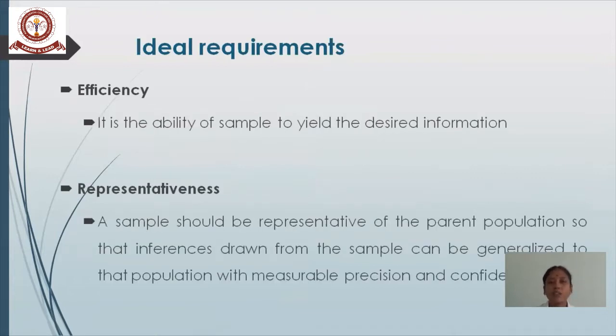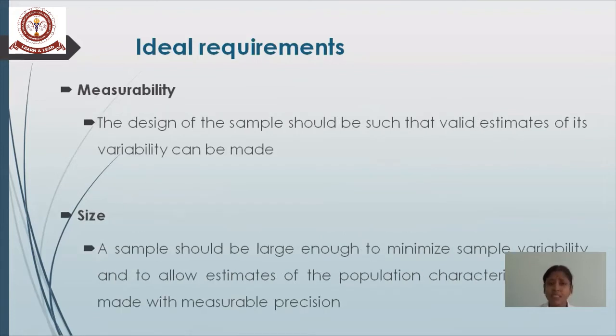The ideal requirements of sampling include efficiency, that is the ability of the sample to yield the desired information. Next is representativeness, that is a sample should be representative of the parent population so that the inferences drawn from the sample can be generalized to that population with measurable precision and confidentiality. Next is measurability, that means valid estimates of its variability can be made.